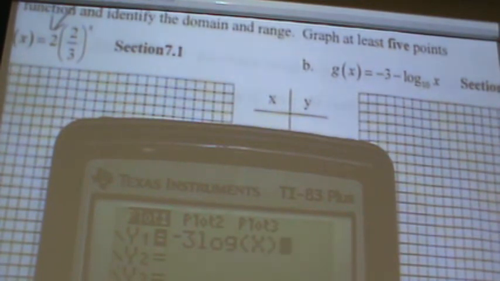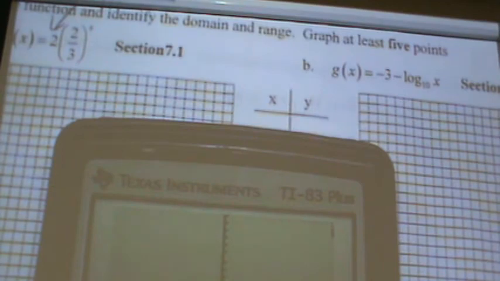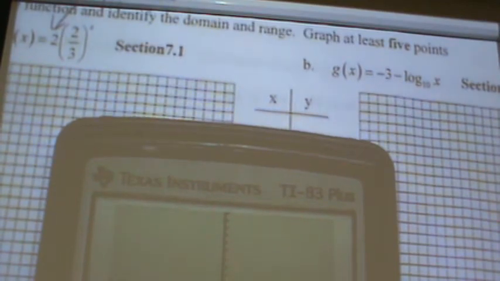Oops, I'm sorry. I typed it in wrong. -3 minus log x. I thought it was beautiful. And then hit graph. And there's your graph. Thanks.